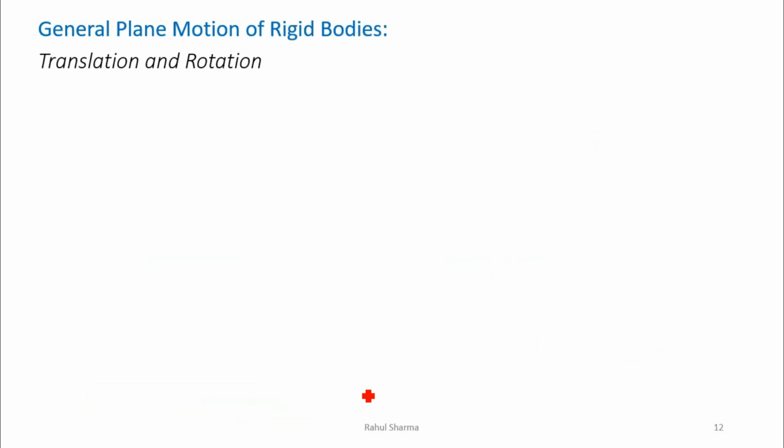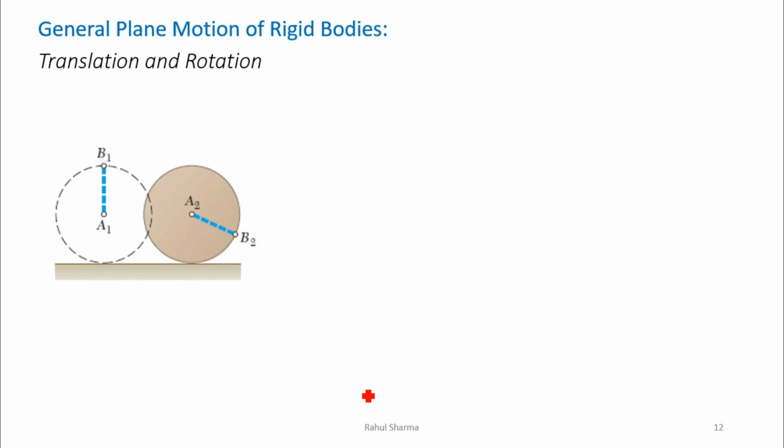Now we will discuss the general plane motion of rigid bodies. General plane motion means when the motion has translation as well as rotation. I'm taking one example to explain the topic. Let's say we are taking a rotating wheel. This is the best example to understand, just a wheel of a vehicle. When a wheel is rotating, it is traveling a horizontal distance and it is also rotating.